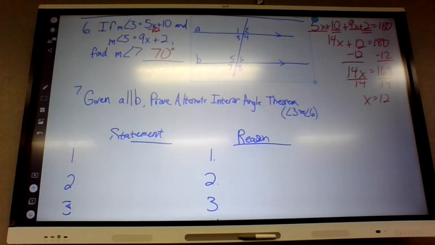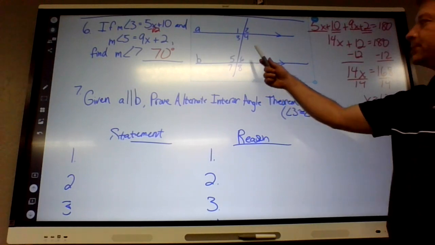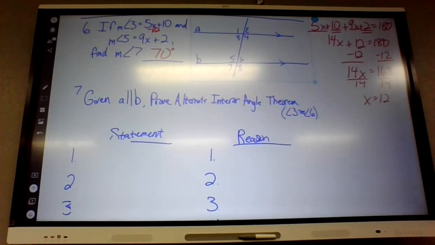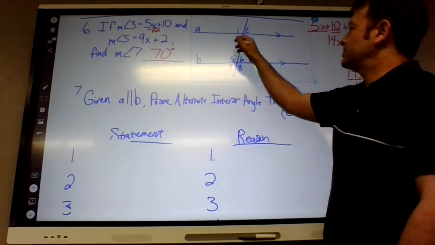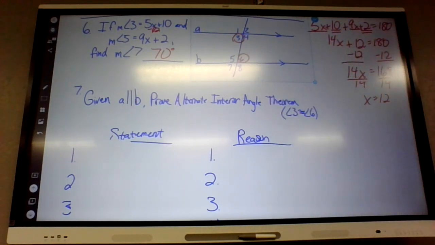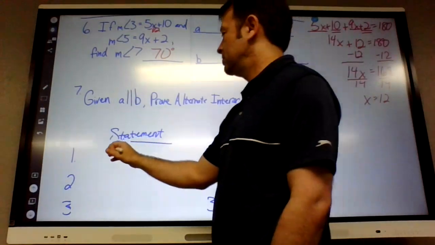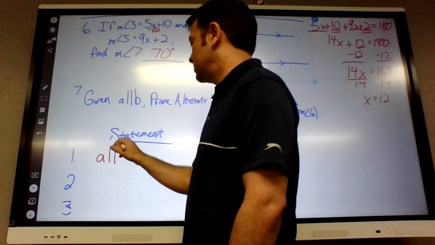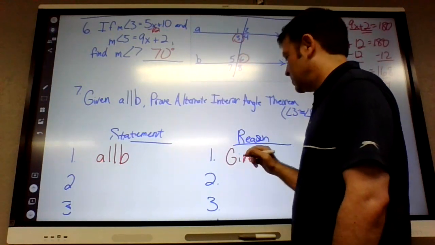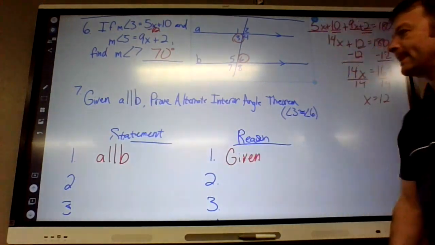Alright, so given a is parallel to b, prove the alternate interior angle theorem. Parentheses, angle 3 is congruent to angle 6. Those are alternate interior angles. So that's what we're trying to get to, that these two are the same. What are we gonna start with? The given: a is parallel to b.